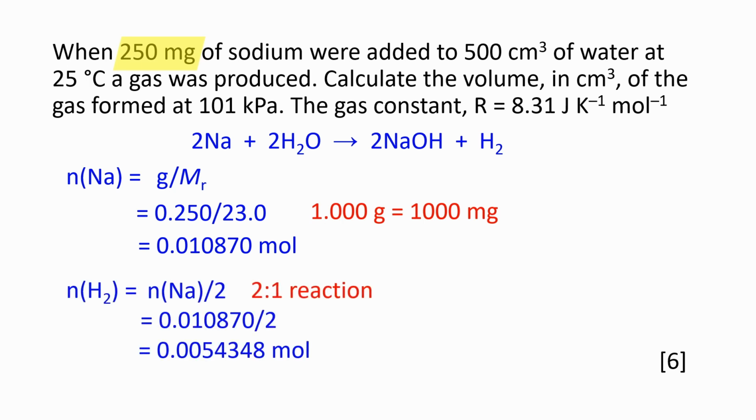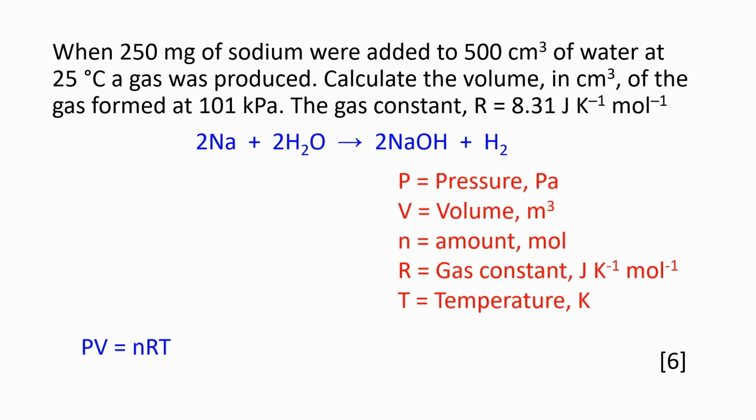From the balanced equation we can see that 2 moles of sodium will produce 1 mole of hydrogen. This is a 2-to-1 reaction. To find the amount of hydrogen produced, divide the amount of sodium by 2. This works out to be 0.0054348 moles.